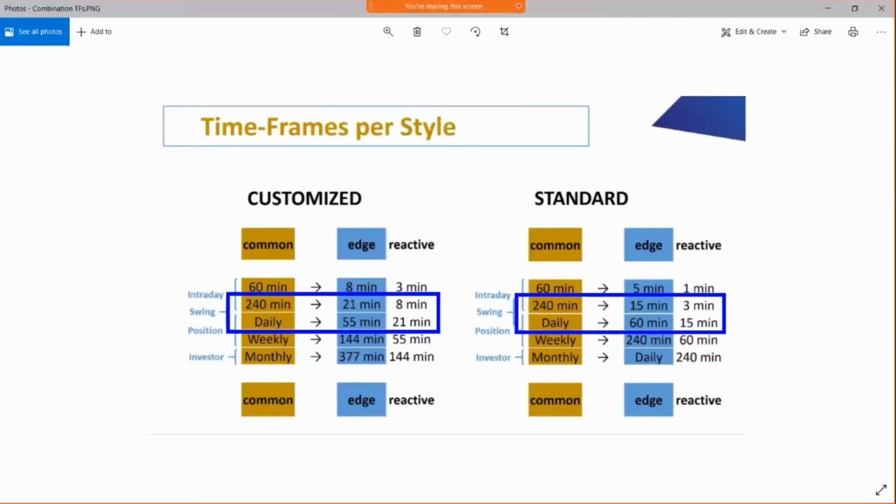So for me, I'm going to be using the daily and the 55 to start with. You can use the 60 if you don't have the 55, that's fine. There's not going to be too much difference. I know the 55 is a random number.